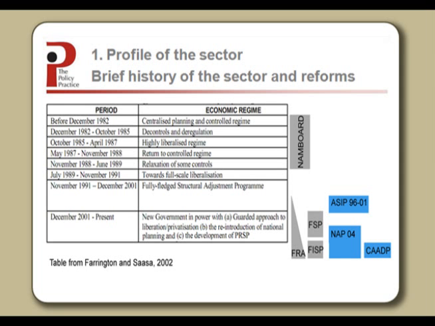In 1989, President Chiluba introduced full-scale liberalisation and abolished NAM Board. But since the early 2000s, the trend has been towards greater interventionism. Many observers see the present role of the FRA as essentially a recreation of NAM Board.